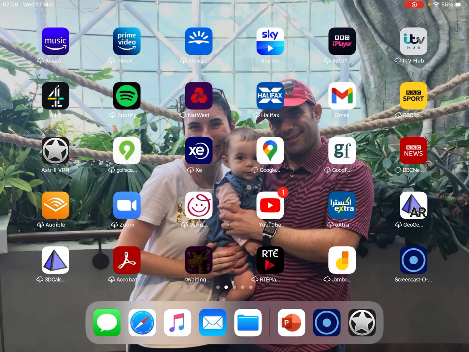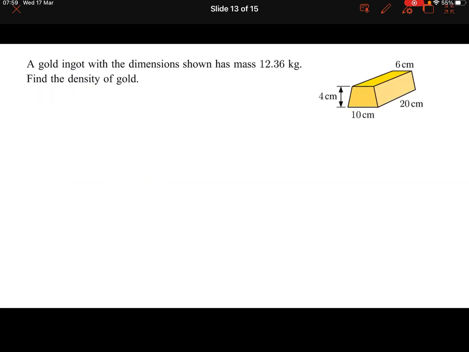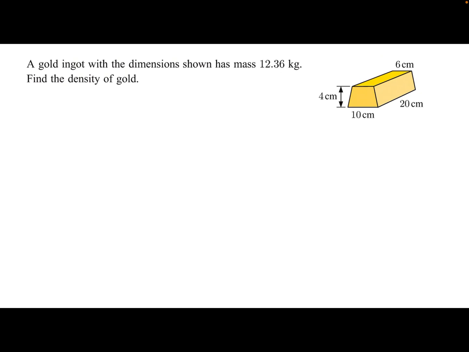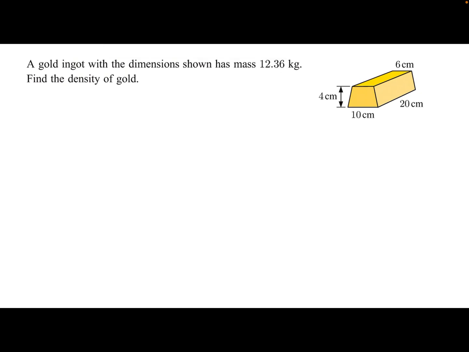Okay guys, so welcome to part two. Now we've understood the formulas and what density is and how to use those formulas, we can start to answer questions, okay? So here is the question. It says a gold ingot with dimensions shown has mass 12.36 kilograms. Find the density of gold.